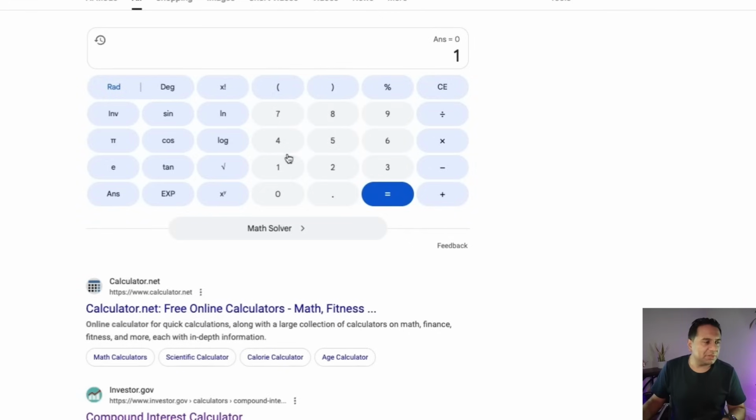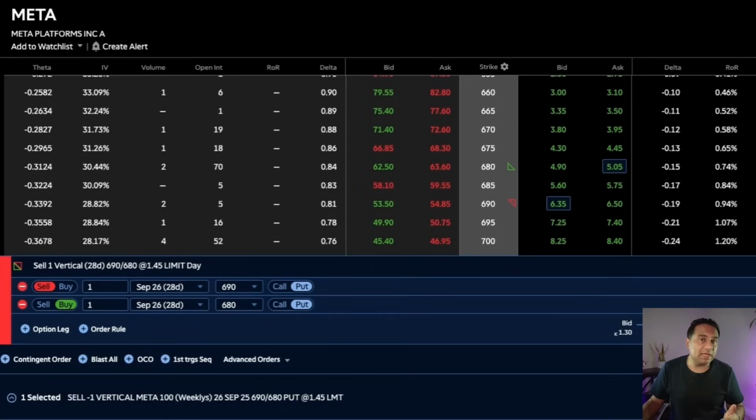So if we do the math, that's $145. And if we divide that by 1,000 and times 100, that's a 14.5% return in just about 30 days, compared to just about a 1% return that we had selling one put option. Again, that would require a collateral of $69,000 versus only requiring $1,000 to put up this trade. You can put up this trade with even less capital than $1,000 if you'd like.